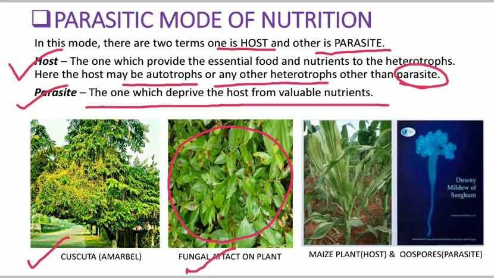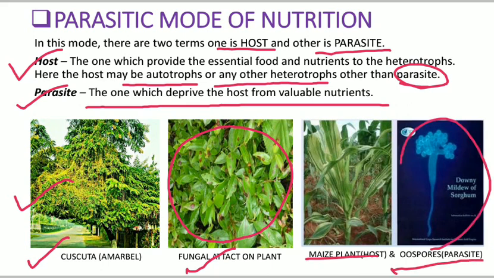They used to deprive the host plant. Actually, there is a big large plant and these yellow curly structures, what are those? Amabel or the cuscuta. They used to deprive the main plant, and even cause death sometimes. In case of this, like the maize and Oesoporus.